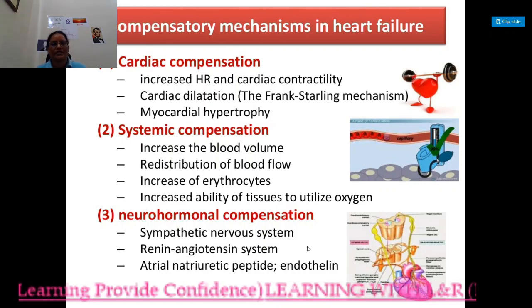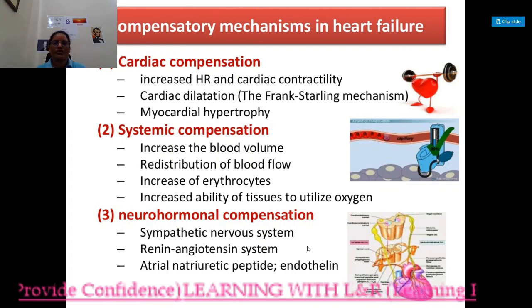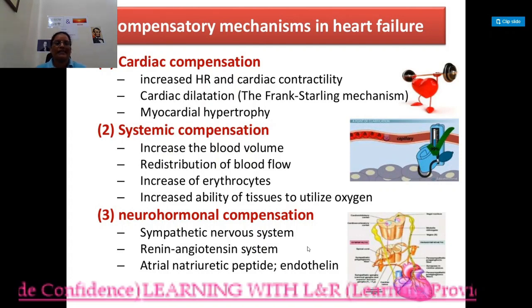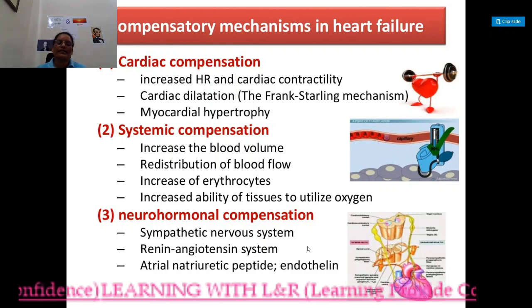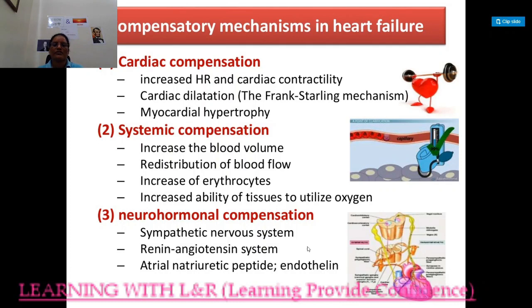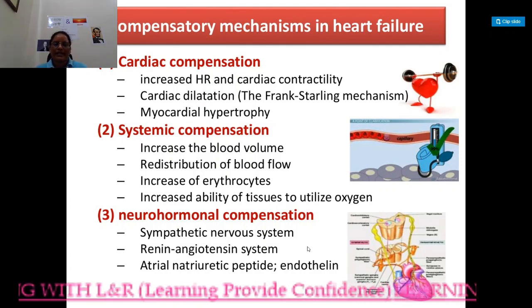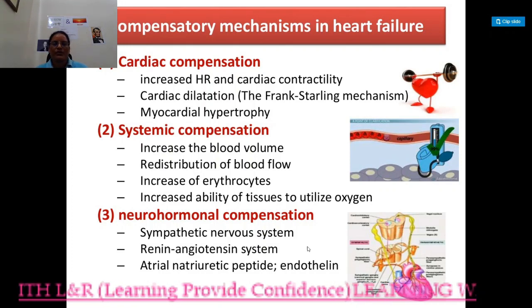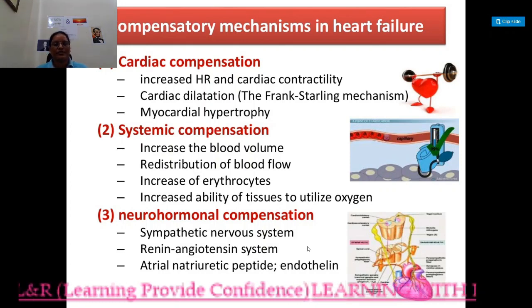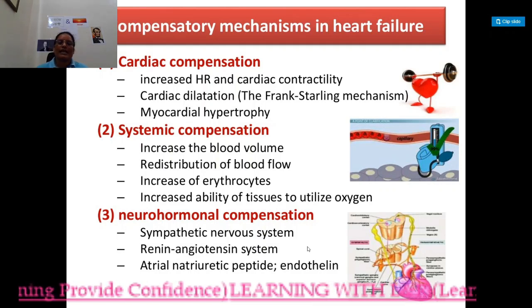Then systemic compensation: increase in blood volume, redistribution of blood flow, and increase in erythrocytes, red blood cells, increasing the ability of tissues to utilize oxygen because there are more RBCs and there is more oxygen. That's why there is an increased ability of tissues to utilize oxygen.